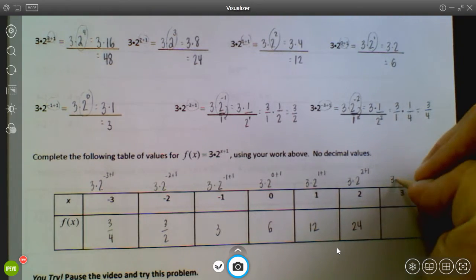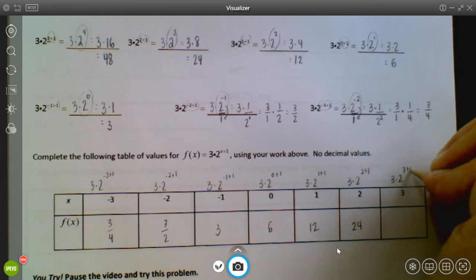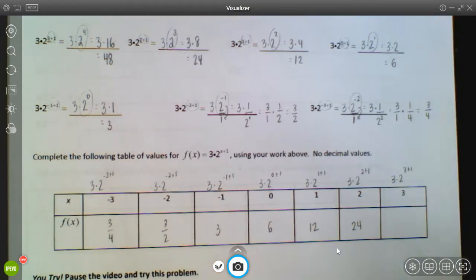And then 3 times 2 to the 3 plus 1 was the first one that we evaluated up here, which was 48. So go ahead and try the next example. Put the video on pause, and I will see you guys on the next page.